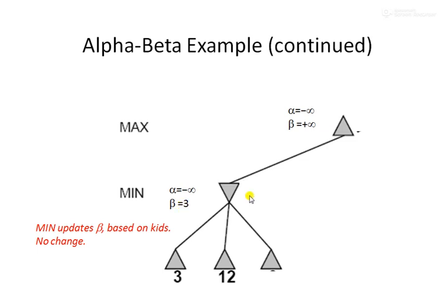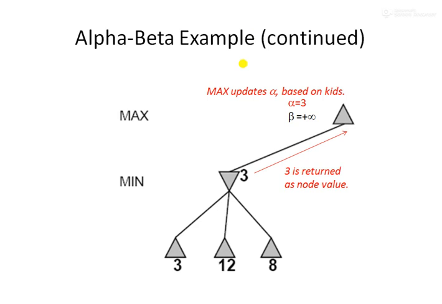So this 3, definitely max is going to pick up 3, right? So 3 will be backed up and the alpha value is going to pick up 3, because max is going to compare 3 with minus infinity, and 3 is higher than minus infinity, right? So the alpha value is 3.